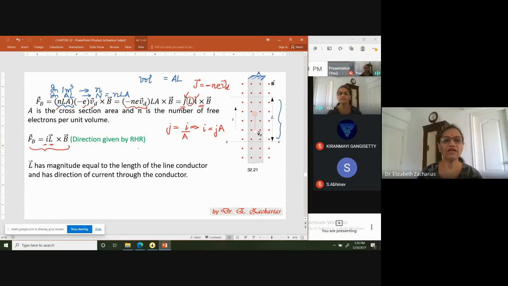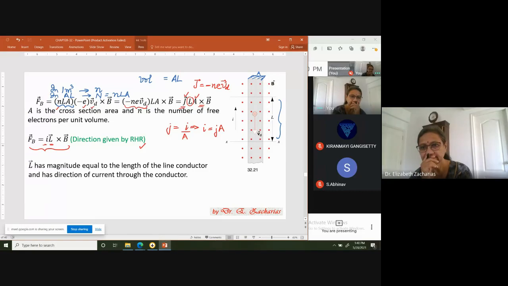Okay, now what is the advantage of this equation over FB is equal to QV cross B? How is this equation a better equation than that? Anyone? We could have just retained it in that old form only and then put the total number of electrons into the number of charges. You know the number of charges is capital N. So capital N into Q VD cross B. We could have left it like that. Why did we have to write it as IL cross B? Anyone?